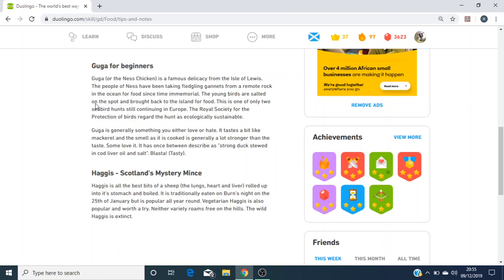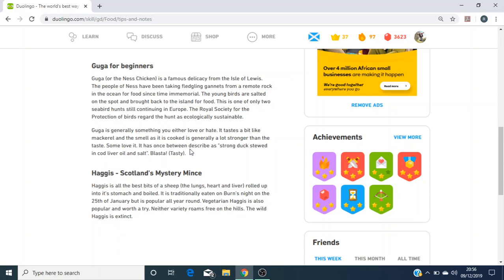And these aren't really grammar notes, but guga, or the Ness chicken, is a famous delicacy from the Isle of Lewis. People of Ness have been taking fledgling gannets from a remote rock in the ocean for food since time immemorial. The young birds are salted on the spot and brought back to the island. This is one of only two seabird hunts still continuing; the Royal Society for the Protection of Birds regard the hunt as ecologically sustainable. Guga is generally something you either love or hate. It tastes a bit like mackerel, and the smell as it's cooked is generally a lot stronger than the taste. Some love it.